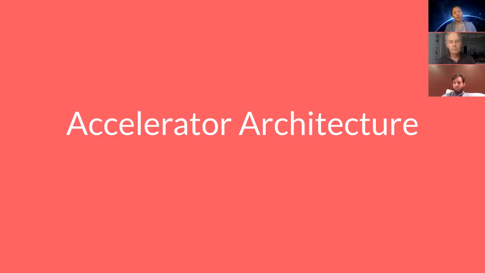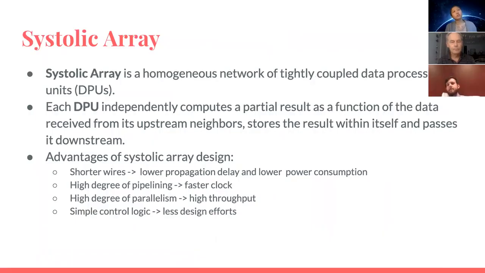Here I'm going to talk about some architecture and hardware to realize these operations that we mentioned before. So one architecture is just a systolic array. What it performs is matrix to matrix multiplication. So it is a homogeneous network of tightly coupled data processing units. The reason why they call it a systolic array is, I think, that the data just flows through the different PEs. So you have intermediate storage in each of these processing elements. That means that each data processing unit here independently computes partial results as a function of the data received from its upstream neighbors. And then it stores the result within itself. And it can also pass it down to other neighboring DPUs.